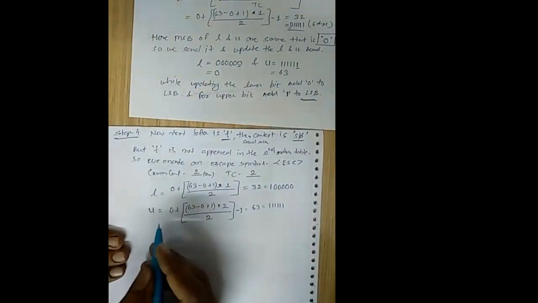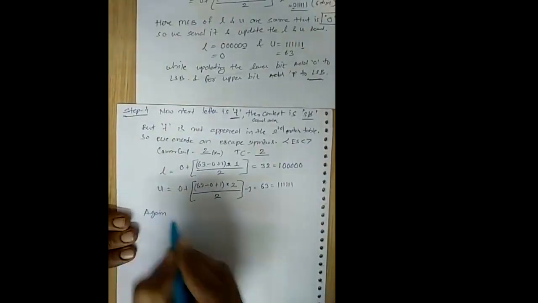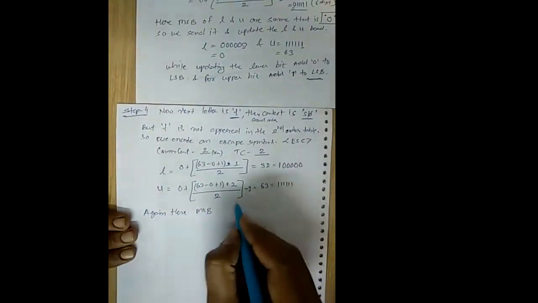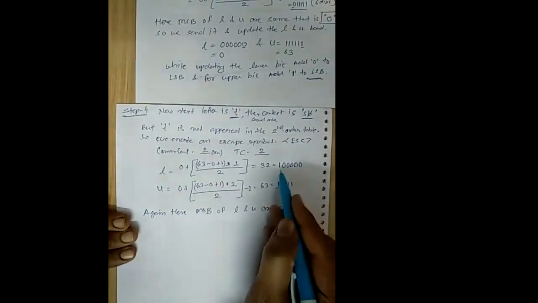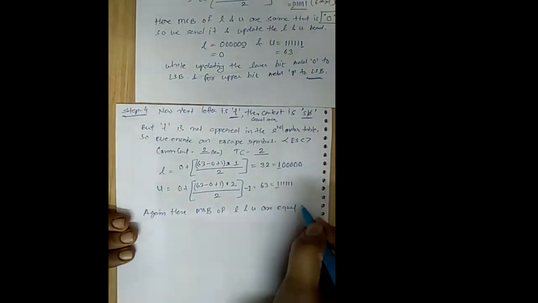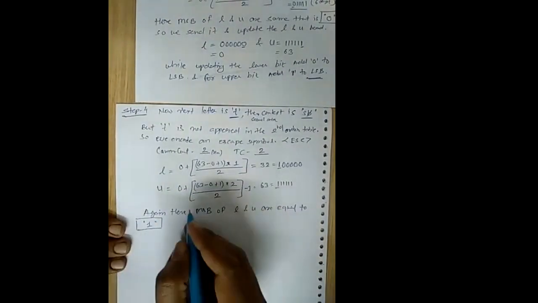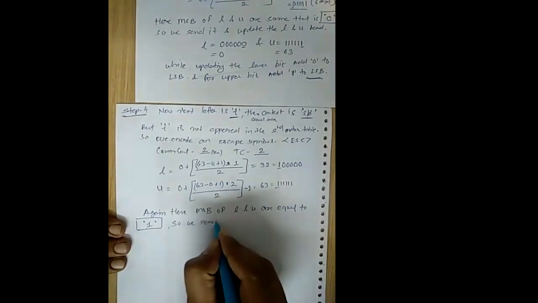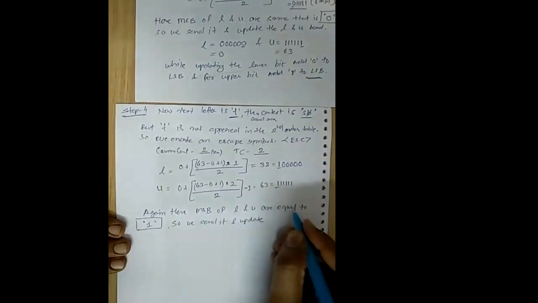Okay, so what can we do over here? We need to pass the code. So again, here MSB of L and U are equal. You can see यहाँ के जो दोनों first bit है MSB equal to 1. So which code I need to send? So we send it and update the value of L and U.